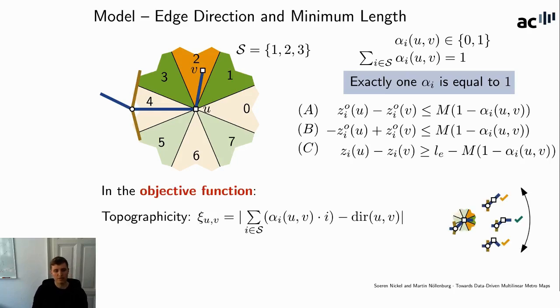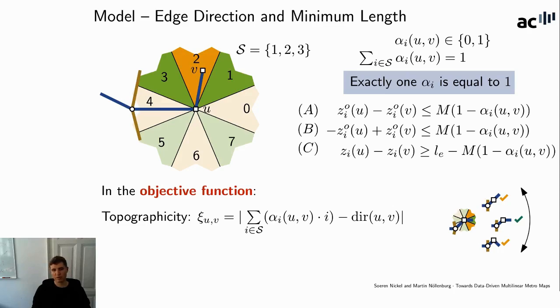Well, we can define this variable c for the edge uv, and it is this expression. This expression has first a sum over all alphas, and these alphas are multiplied by the number of the direction they correspond to. We know exactly one alpha is true. So this sum boils down to the number of the direction we have chosen to draw this edge in.